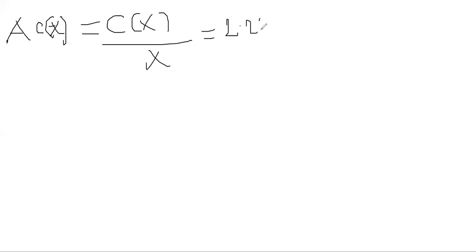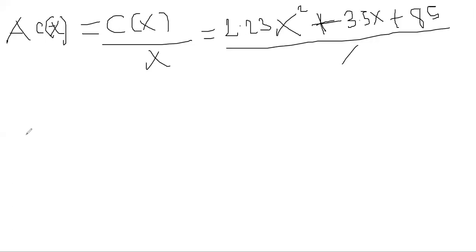2.23x raised to the power of 2 plus 3.5x plus 85, all over x. The average cost as a function of the quantity of coffee makers produced equals this.